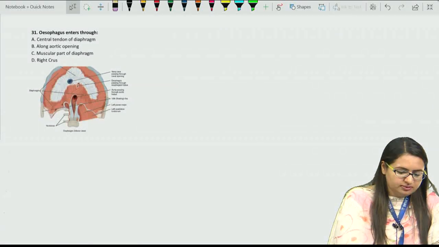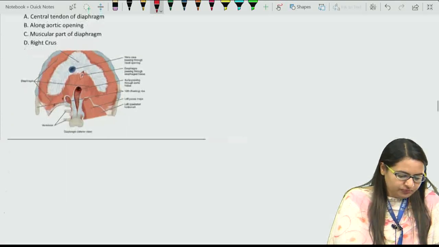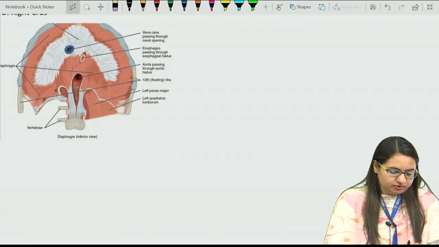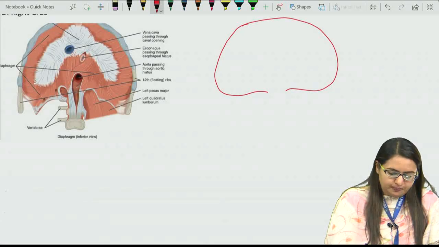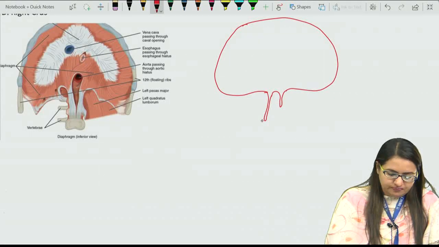Question number 31 asks through which portion of the diaphragm the esophagus enters. Now this is the inferior view of the diaphragm, which has different components. Towards the posterior side it has crura which are attached to the lumbar vertebrae. It has a right crus and a left crus.